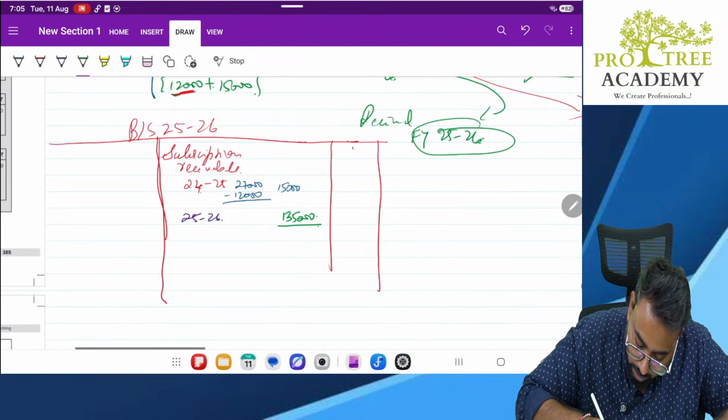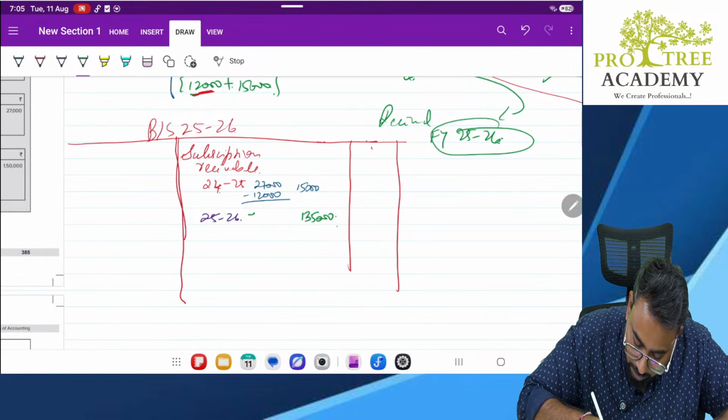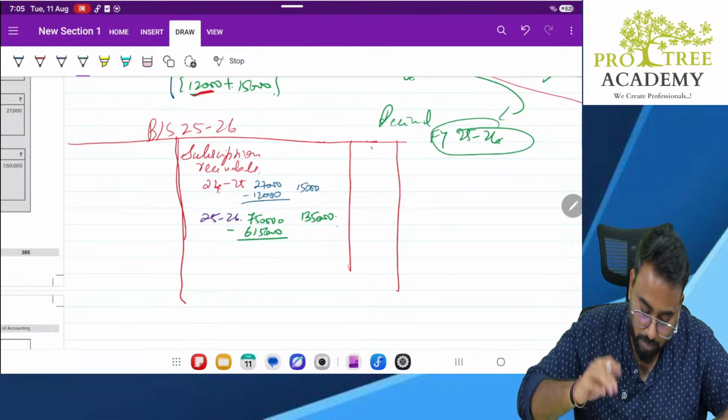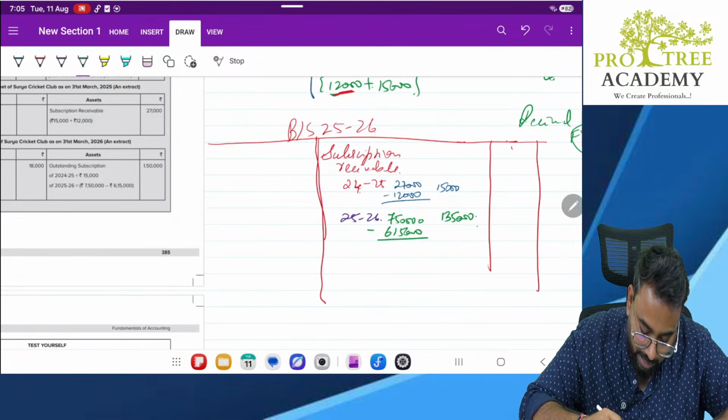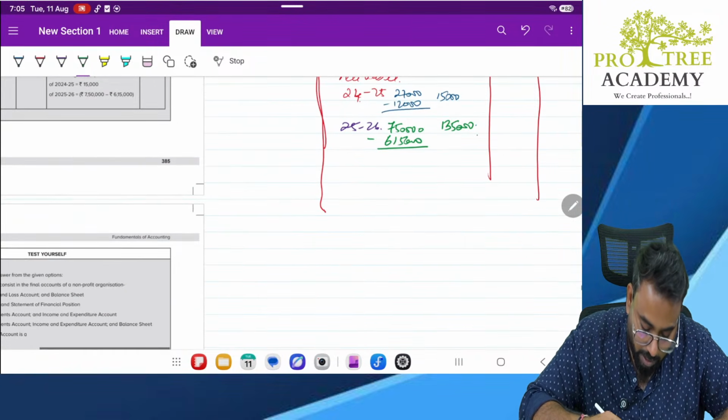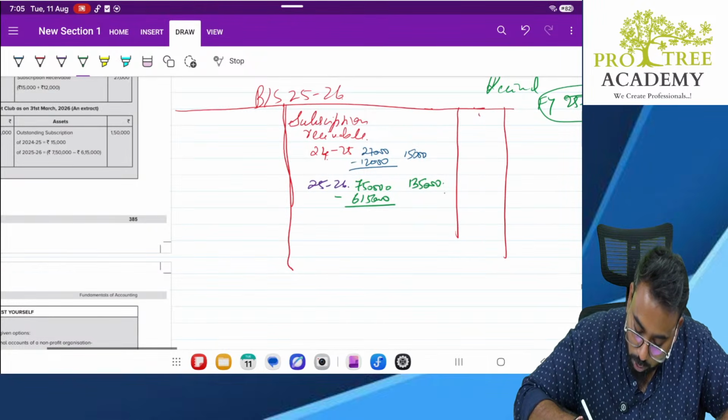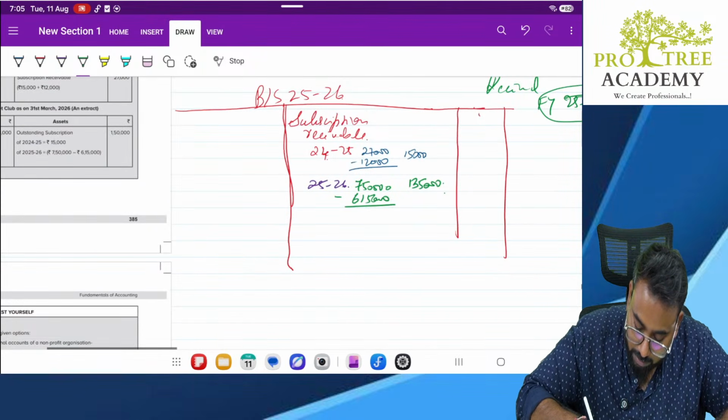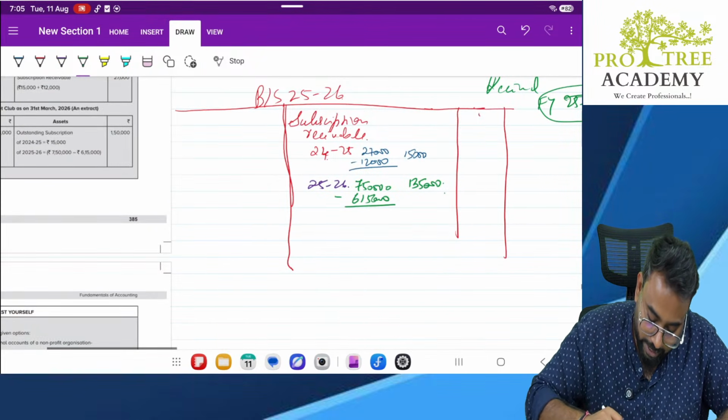You can show here only 7,50,000 minus 6,15,000. So 1,35,000 is still receivable. That's it. Total 1,50,000. It is not yet completed.